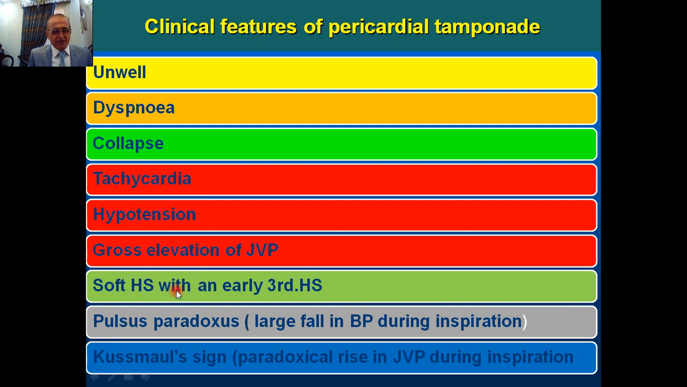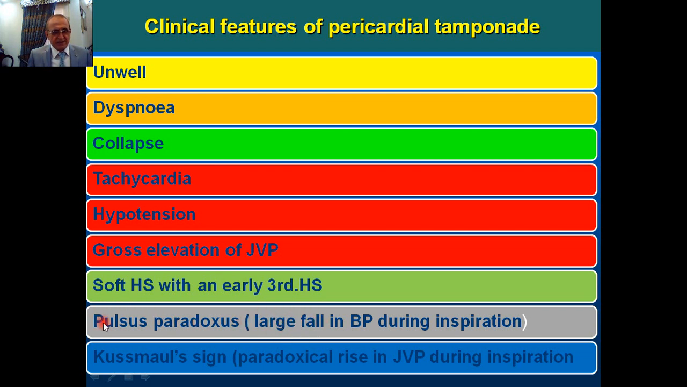Obviously, the apex beat is difficult to palpate, and you have a soft heart sound with an early third heart sound. And these are details, not important for all of you. And you have pulsus paradoxus. This is very, very important. When you check the blood pressure, there will be a large fall in systolic blood pressure during inspiration, usually 10 to 20, but this is a large fall of blood pressure.